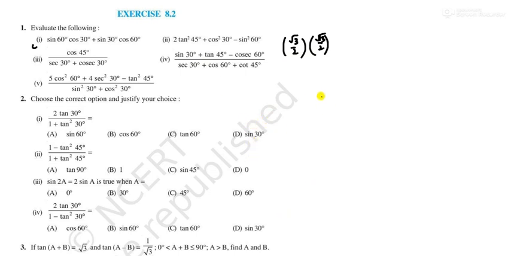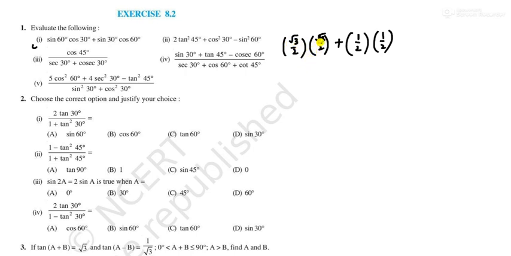Behead them. Don't try to confuse. Behead it properly. What is sine 30? 1 by 2. And cos 60 is 1 by 2. Right? So try to write them in brackets. Since they are in the form of root, write them always in brackets.